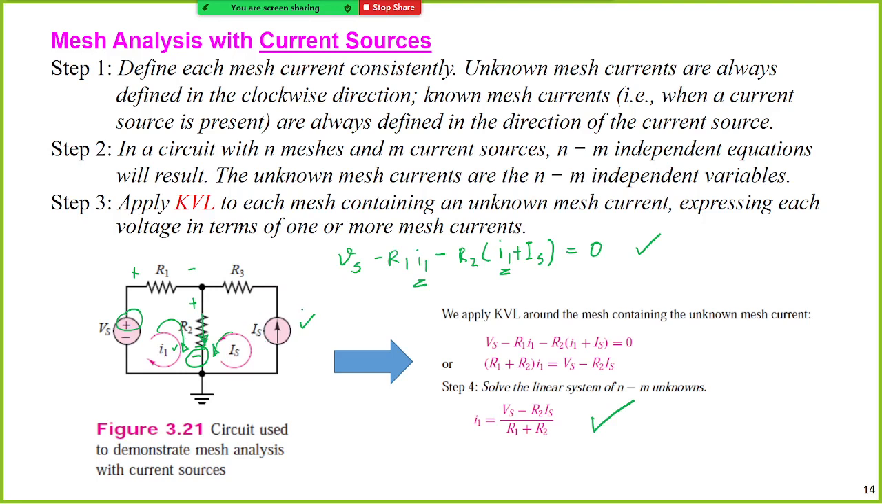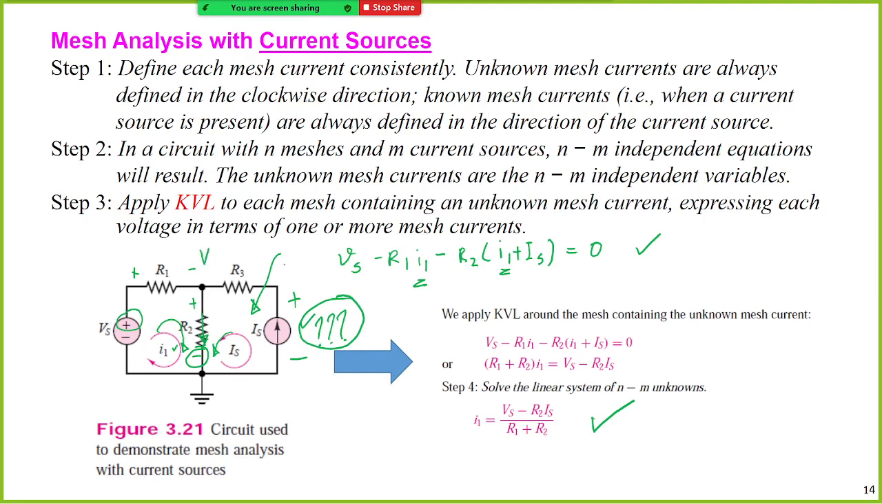It's a known current, but we don't know the voltage across. So if you apply KVL to this mesh, you will have trouble, right? Because we don't know how much voltage is here. If you want to know the voltage across IS, you need to solve for I1 first, and then you get this voltage.